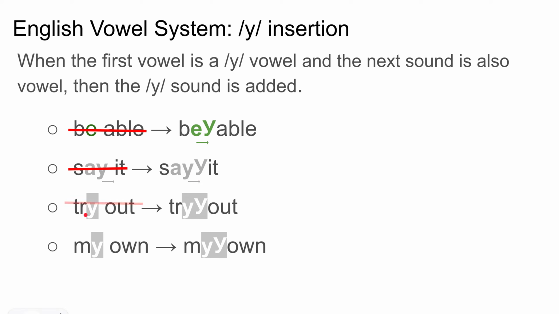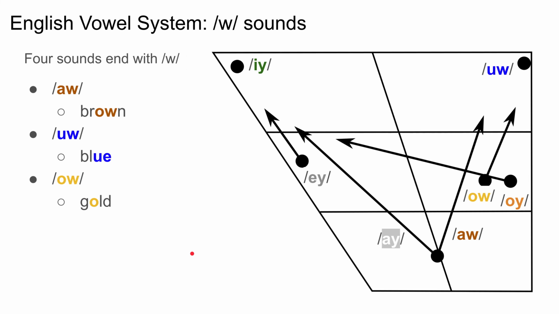We don't say try out, we say try-yout. You can hear that Y sound being added. And we don't say my own, we say my-yown.